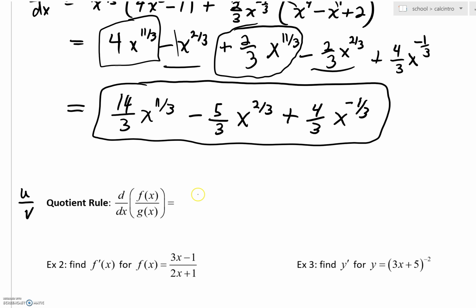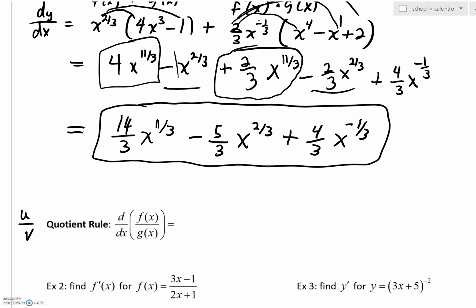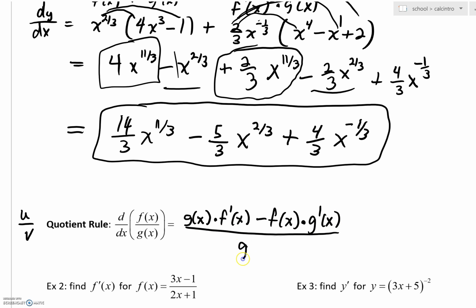So here's a little saying that can help you out with this quotient rule. You're going to have to memorize this. It's the low function d high, the derivative of the high function, minus the high function, f of x, derivative of the low, all over the low function squared. And the little saying that we can have to help us out is low d high minus high d low, all over low squared. Low d high minus high d low, all over low squared.